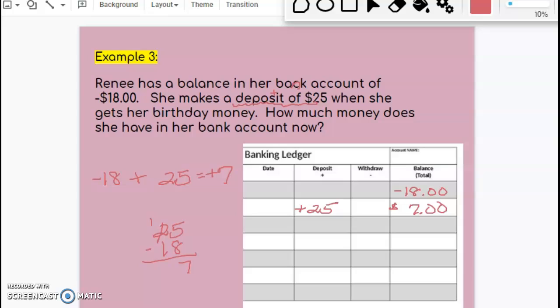So think about that. She had negative 18. So she had below zero. Okay, if we want to think of this number line again, here's zero. She had this much money. And then she deposited 25. So she went up $25. So she went up to 18, right? And then she went 19, 20, 21, 22, 23, 24, 25. And she ended up at positive 7. So now she has positive $7.